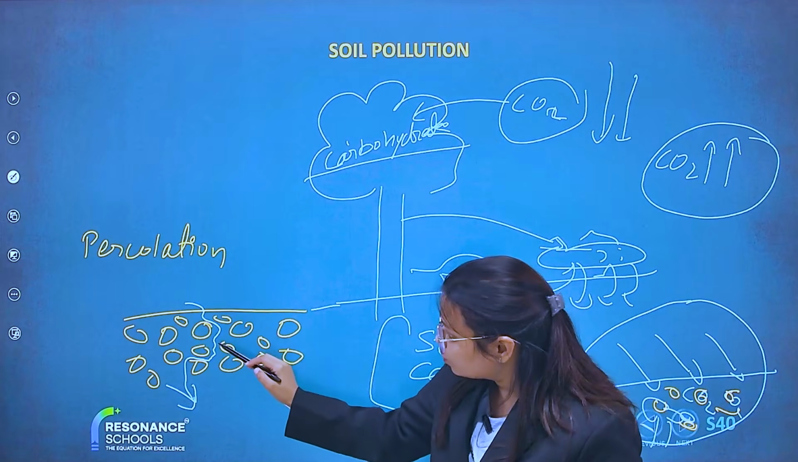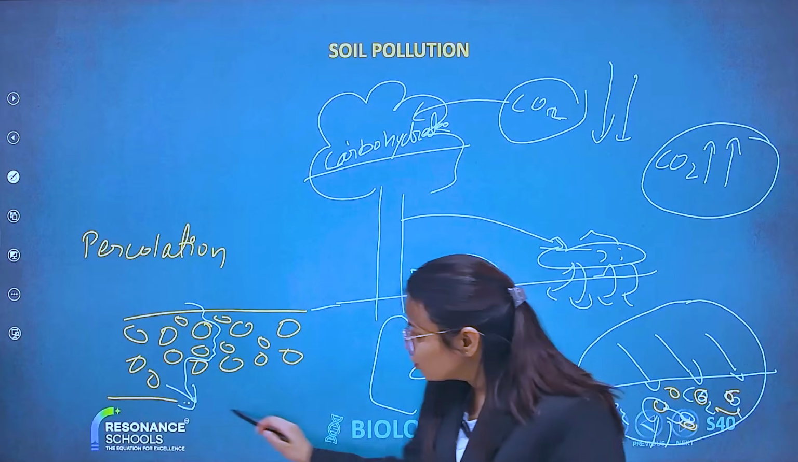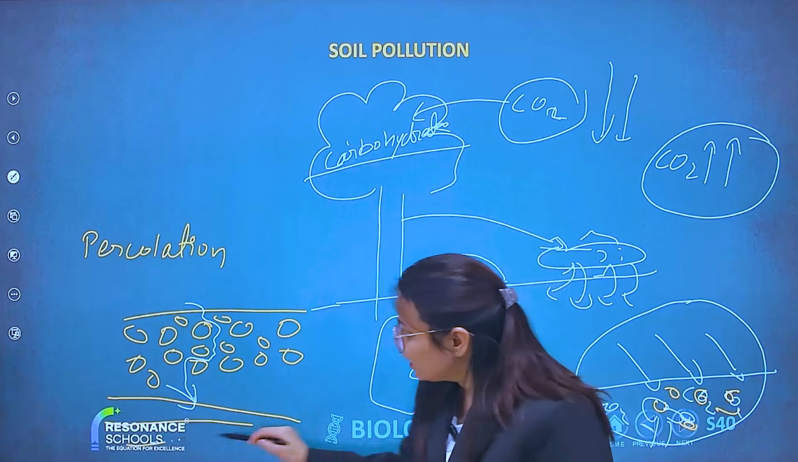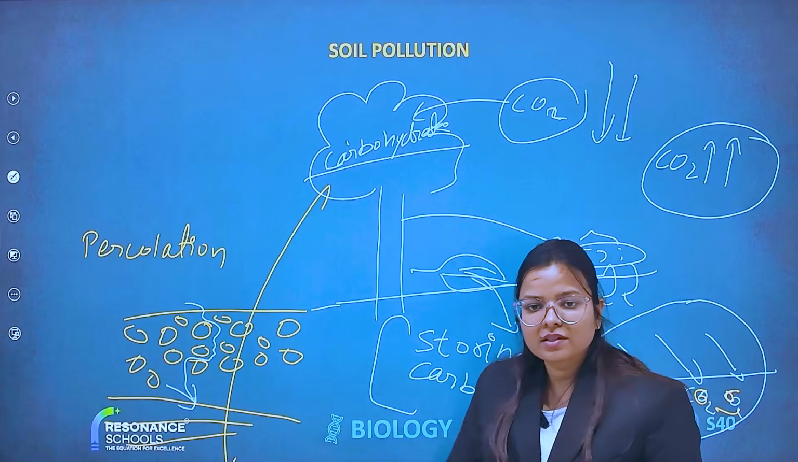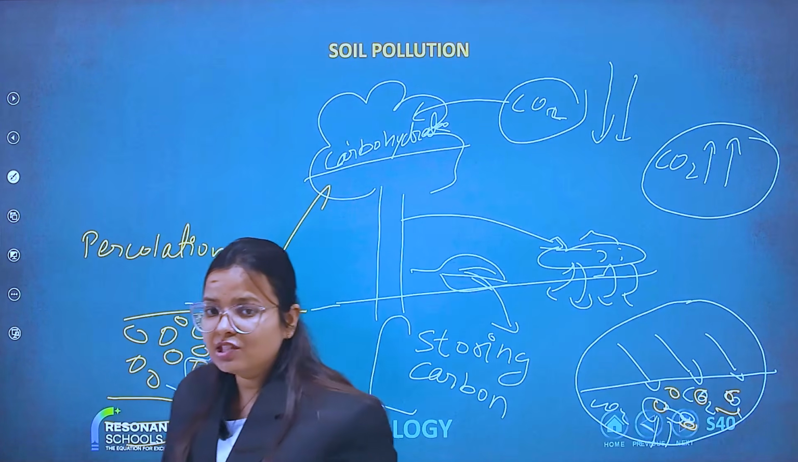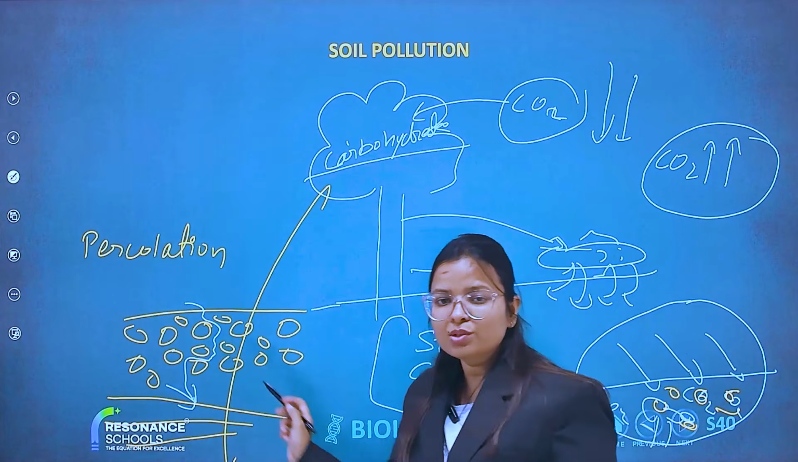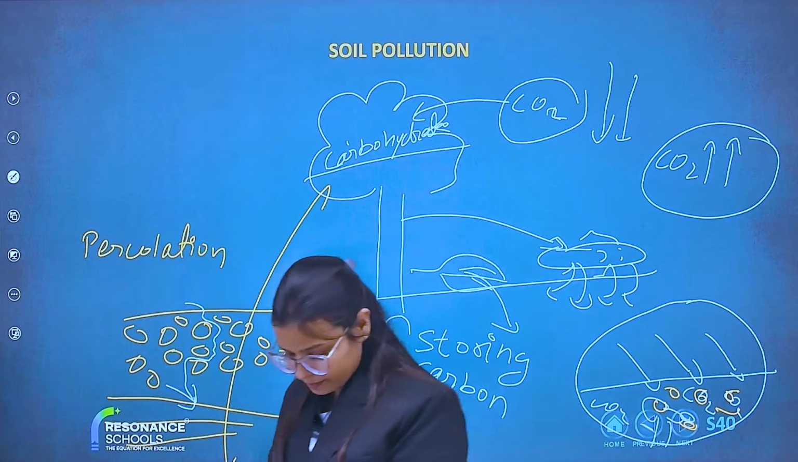This is percolation. Water is going through between the particles. This is called percolation, and there are so many layers I am drawing. This is leaching: if the minerals go down to the deeper layers, it is leaching. Percolation is this movement of water through these particles.